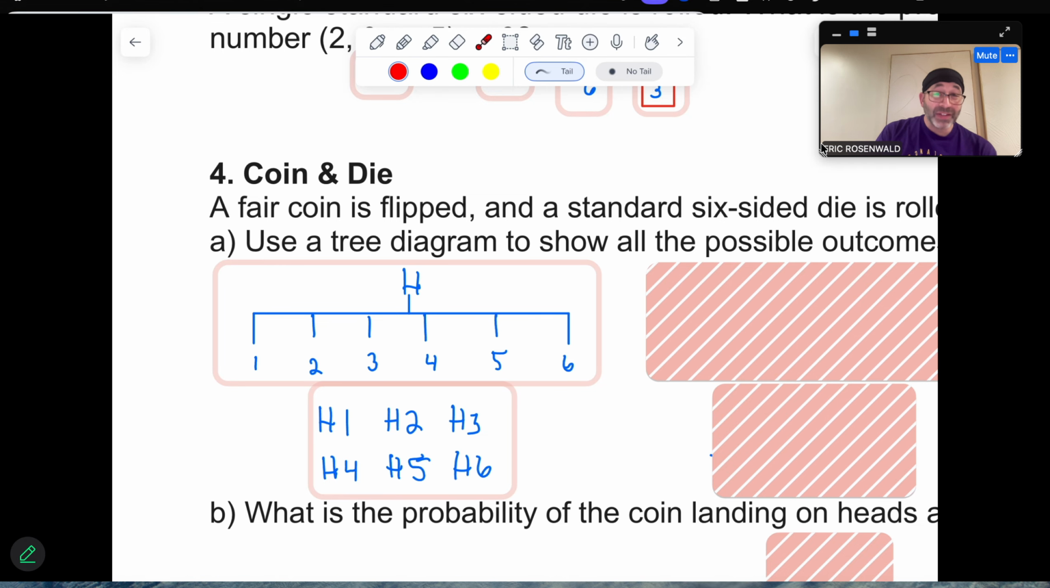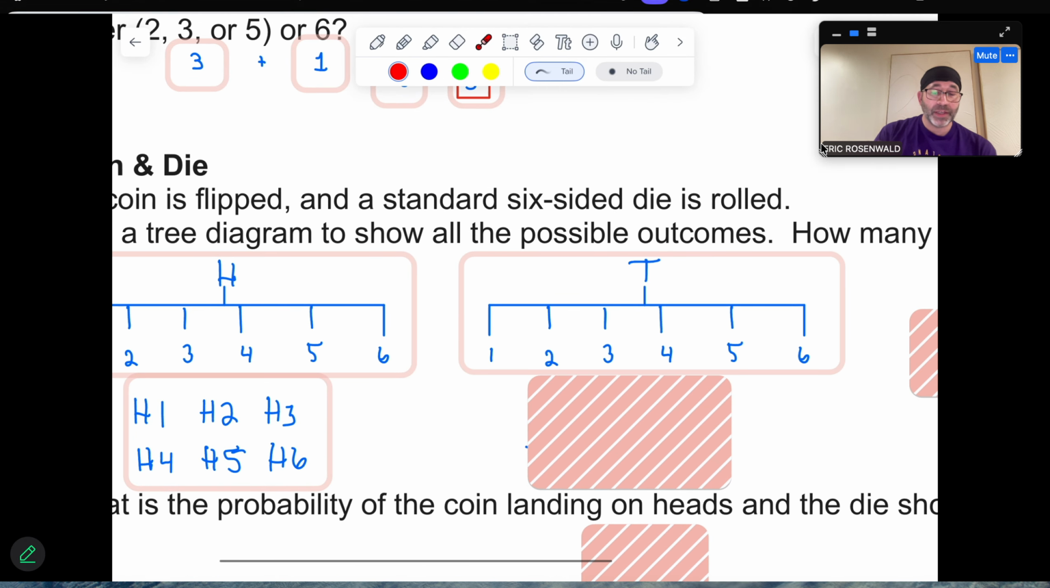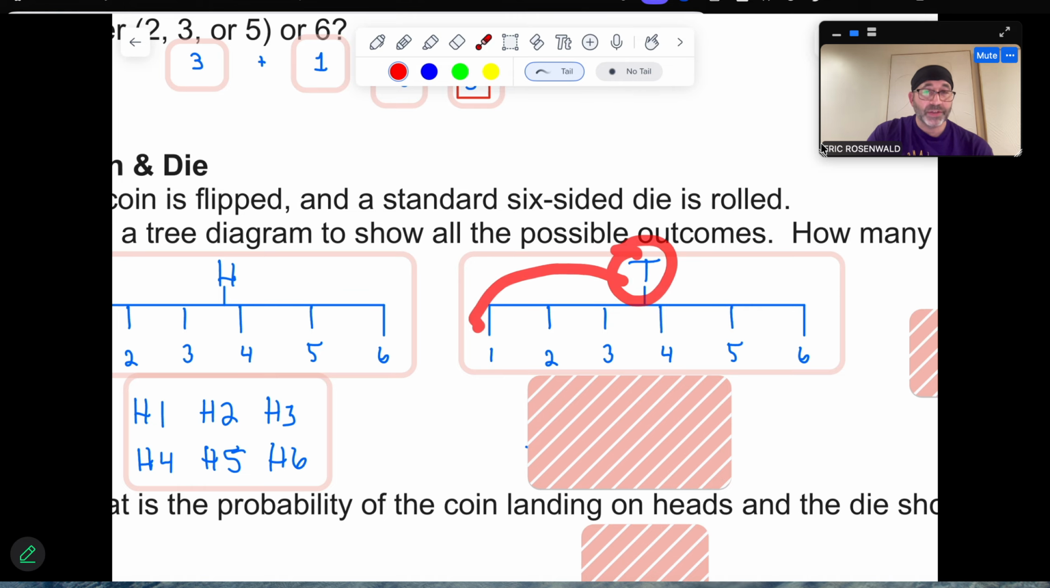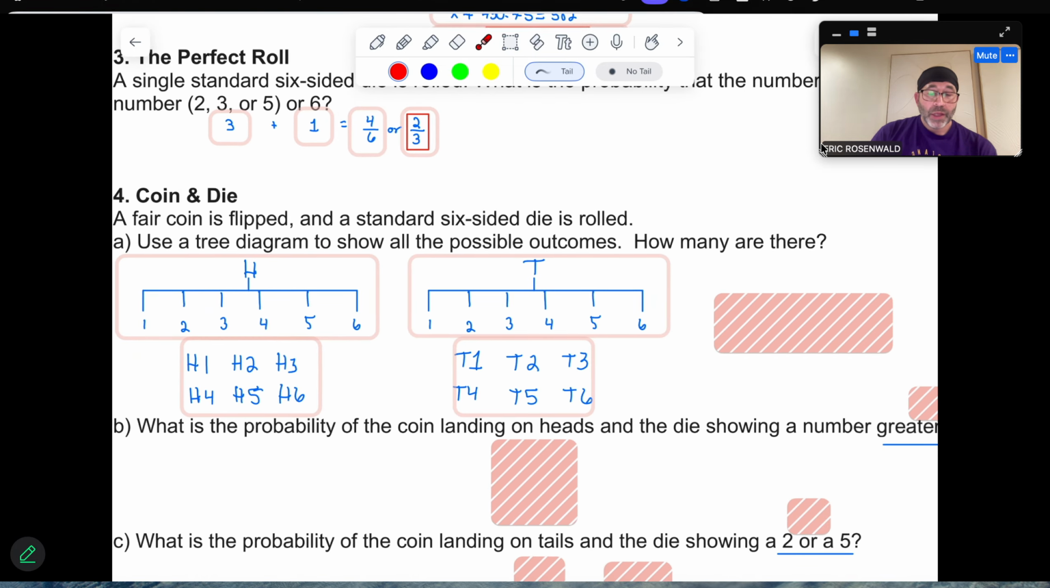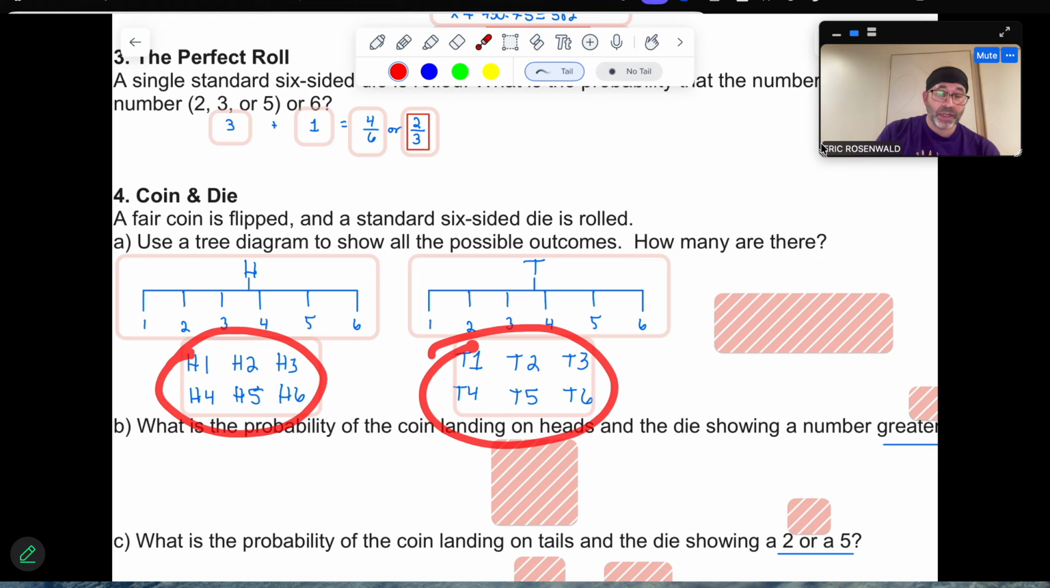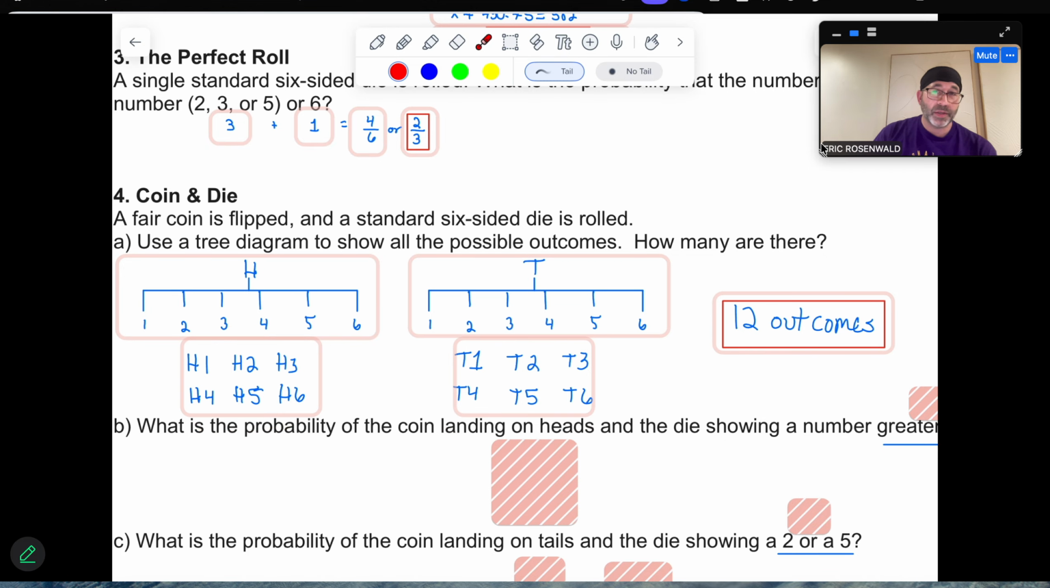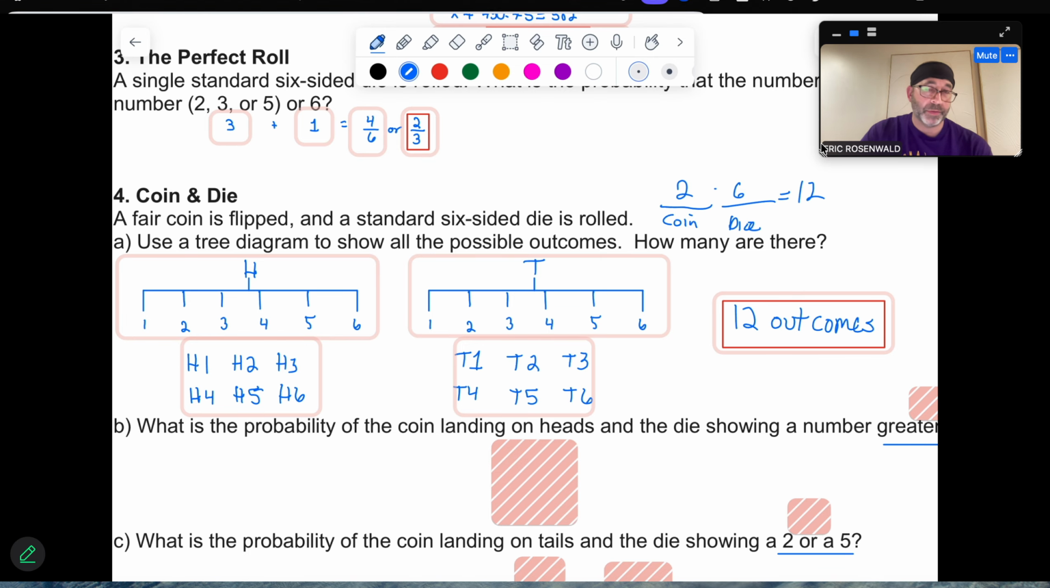What if it came up tails first? Well, if it came up tails first, it would be a tails and then a 1, or a tails and then a 2, and then a tails and 3. So these are all the possible outcomes. When we look at all the outcomes here, there are 6 here and 6 more here. There are a total of 12 possible outcomes. Now, if I use the fundamental counting principle, I could have said that for the coin there are 2 outcomes, and for the die there are 6, and together there are 12 possible outcomes.